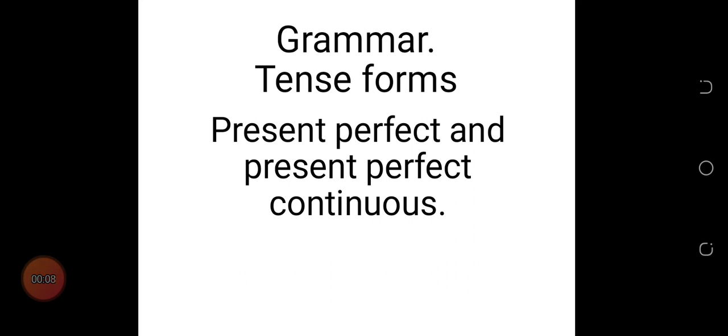Today's lesson, I'm going to take you through tense forms and we are going to look at present perfect and present perfect continuous. This is a continuation of what we did last week. Last week we looked at the past perfect and past perfect continuous. We also learned how these verbs operate in sentences and in expressions.